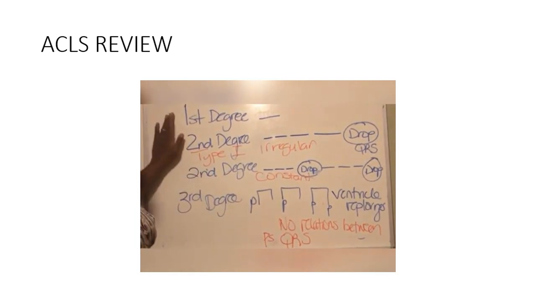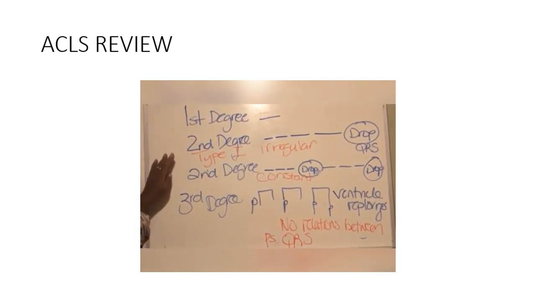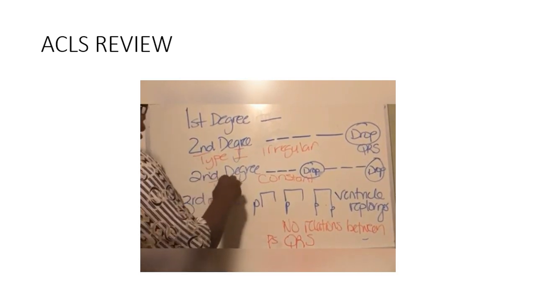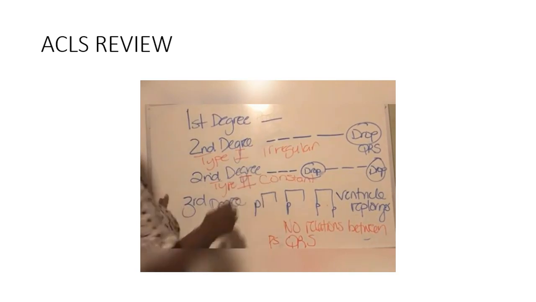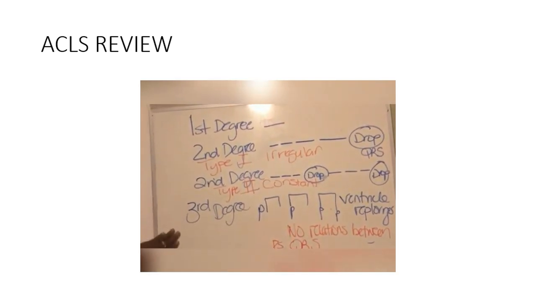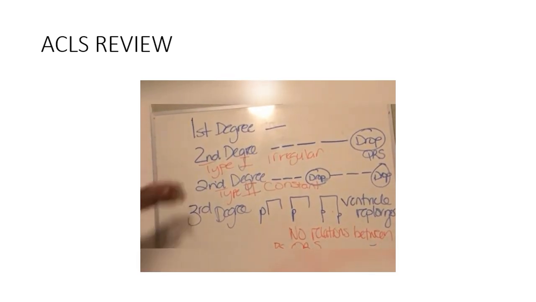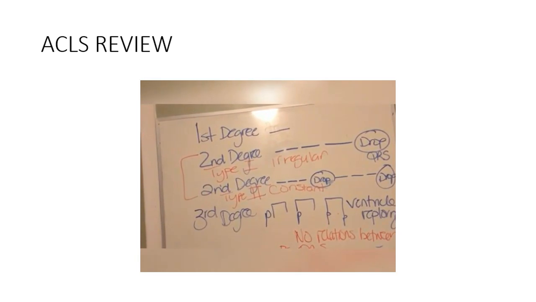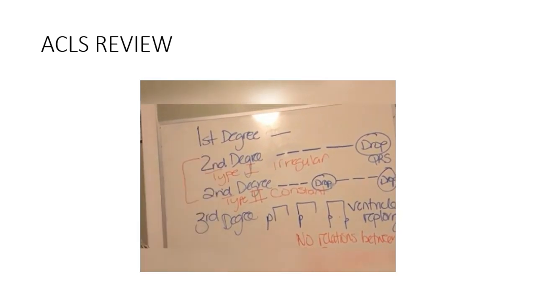So first degree, second degree type 1, second degree type 2, and then your third degree, okay? So you have your first degree, second degree, and then your third degree. There are two types in your second degree. So look at this, your first degree, what's happening there?